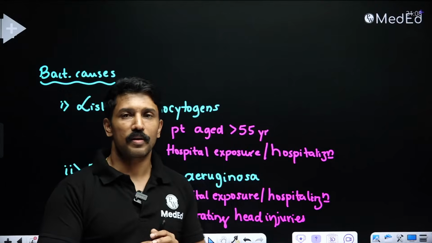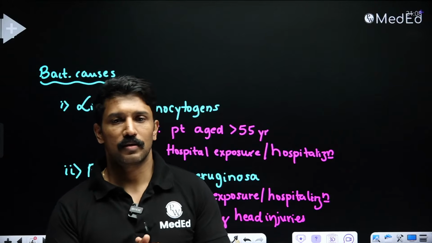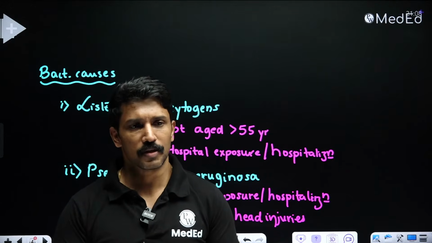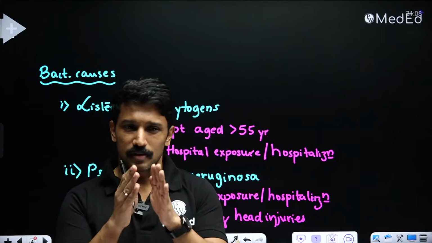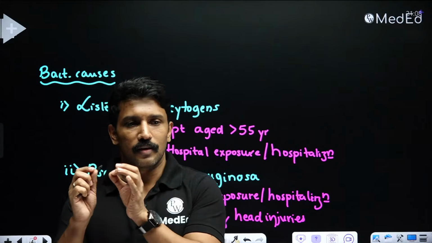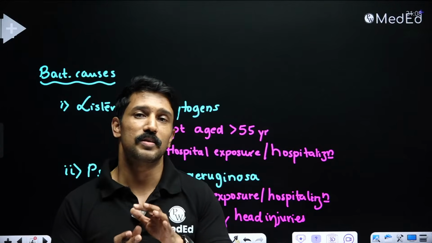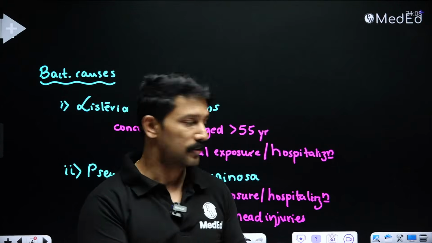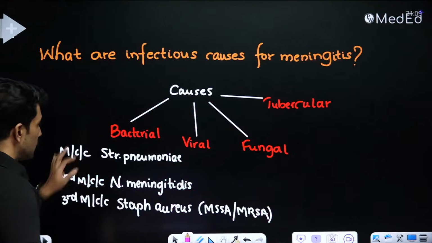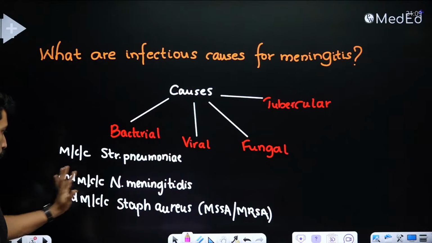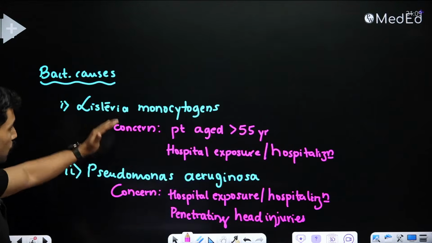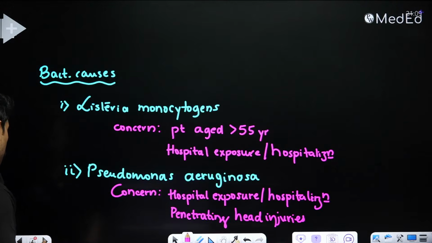Now, based on this context, MCQs are repeatedly asked in the NEET PG exam. They give the context of the age of the individual, whether there was hospital exposure or not, and then they ask you to suggest an empirical choice of antibiotics. So whatever we are discussing today, this is the most important part. These are the three most common organisms, and these are two additional organisms that I want you to remember.